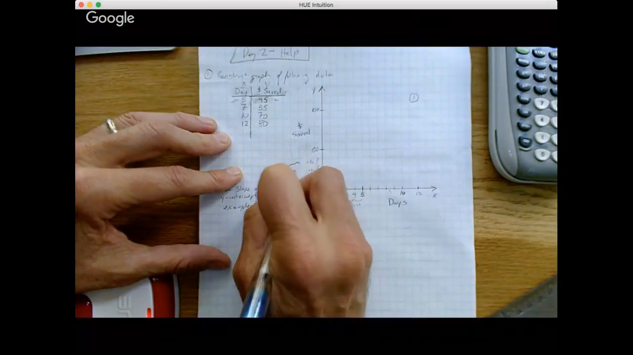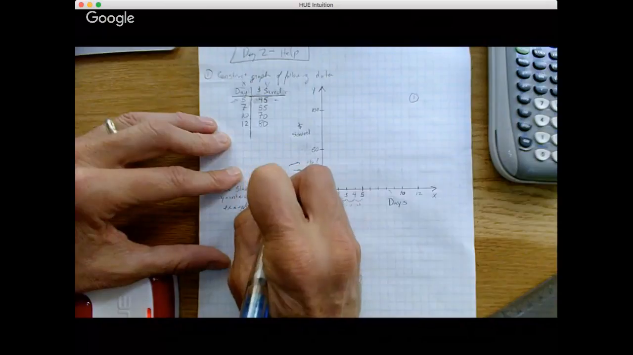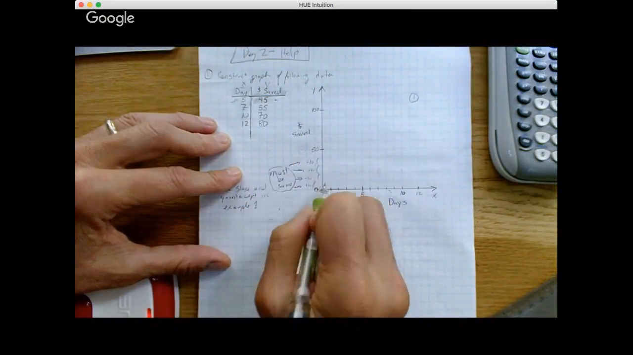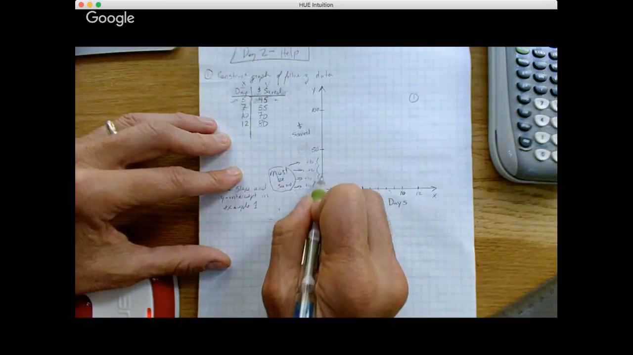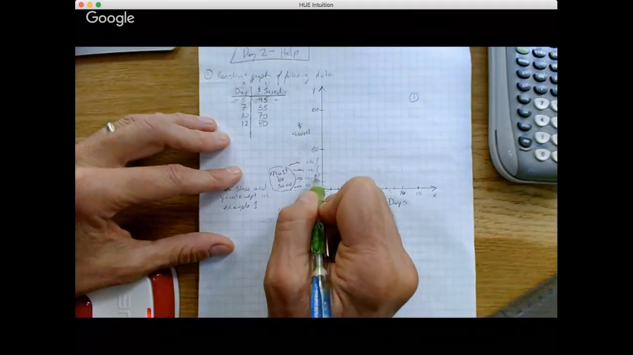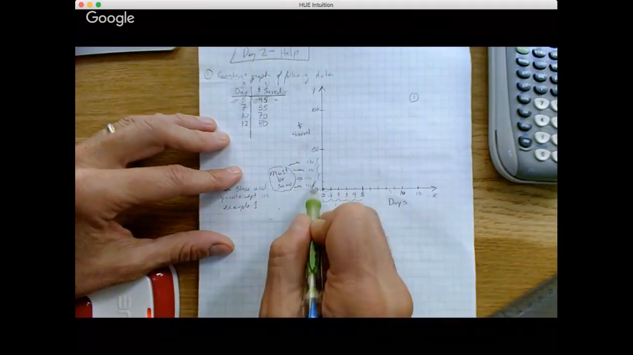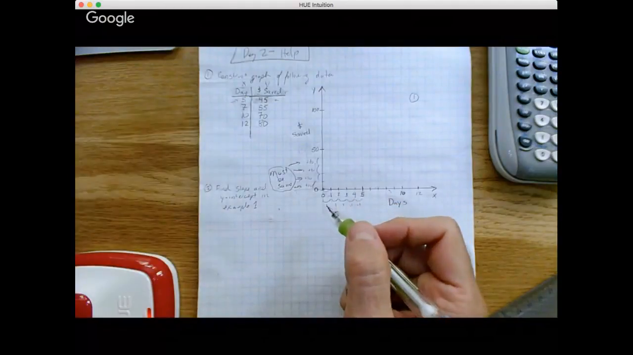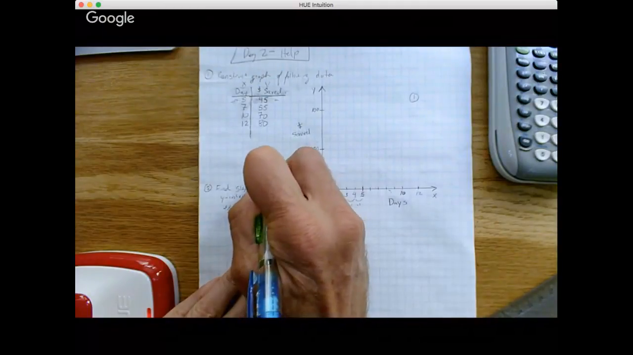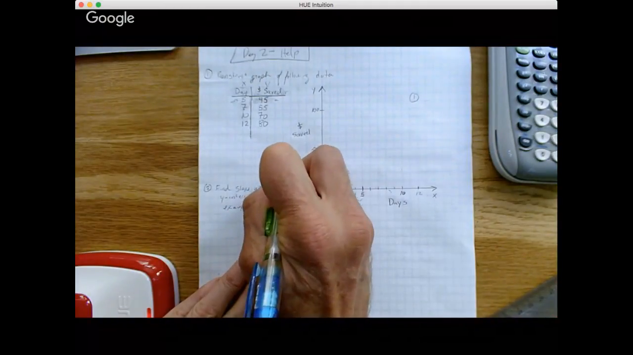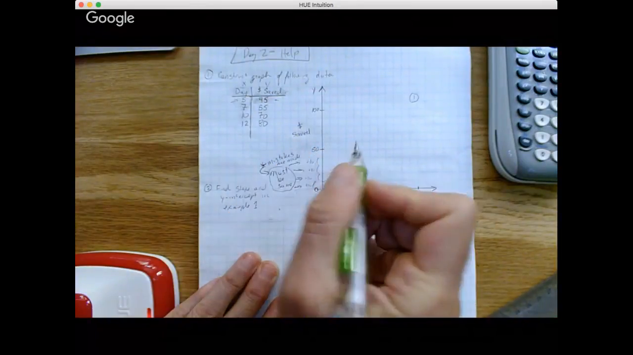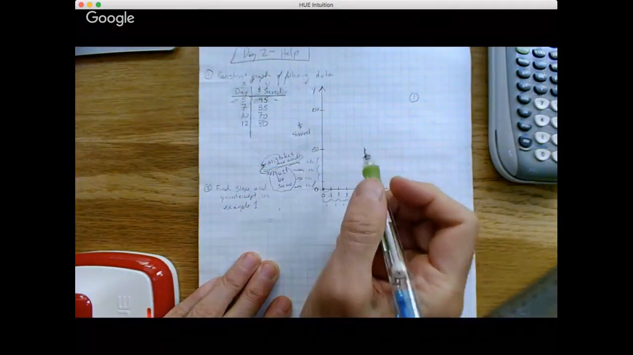See, these must be the same. Each distance has to represent the same number. So you can't start down here at 50 and go 50, 60, 70, 80, 90. Each one has to be 10. And that's an important thing that some people make a mistake on. This is critical. Mistakes are made here. So be careful. I'm warning you.